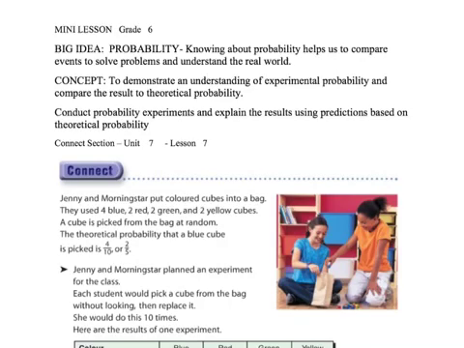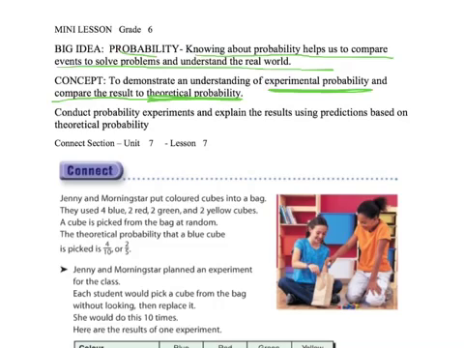Right, continuing with our big idea for probability. Knowing about the probability helps us to compare events and to solve problems and understand the real world. Today we're moving from theoretical probability to demonstrating an understanding of experimental probability. Once we actually do the flipping of the coin or the rolling of the die, how does that actually compare to what we should have gotten in theory, the theoretical probability?